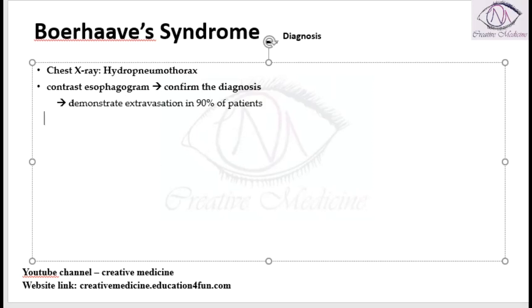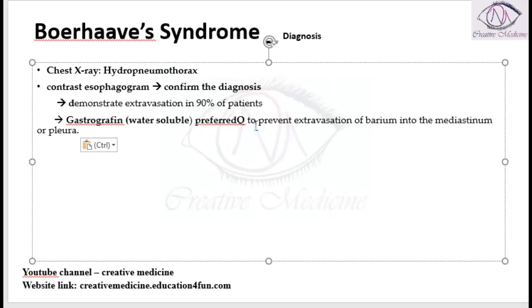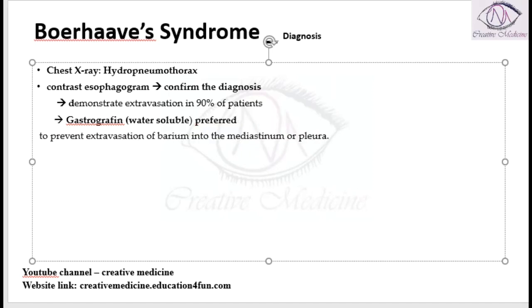For the contrast esophagogram, we can use gastrografin. The water soluble dye is preferred to prevent extravasation of barium into the mediastinum or the pleura. If the barium enters the mediastinum or the pleura, it can cause mediastinitis and pleuritis as complications. So to prevent that, gastrografin dye is used first.